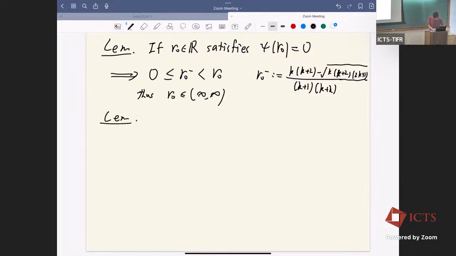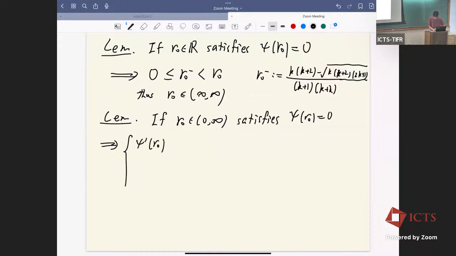And also we can show that if R naught is a root, then the derivative of psi at R naught can be written this way, involving k plus 2, R naught minus 1, 3, and so on. Something like that.